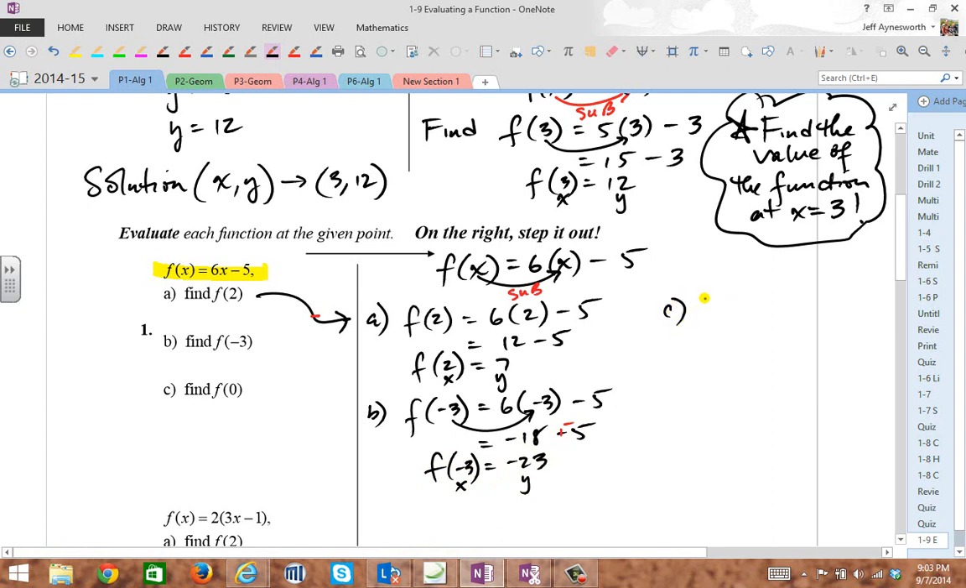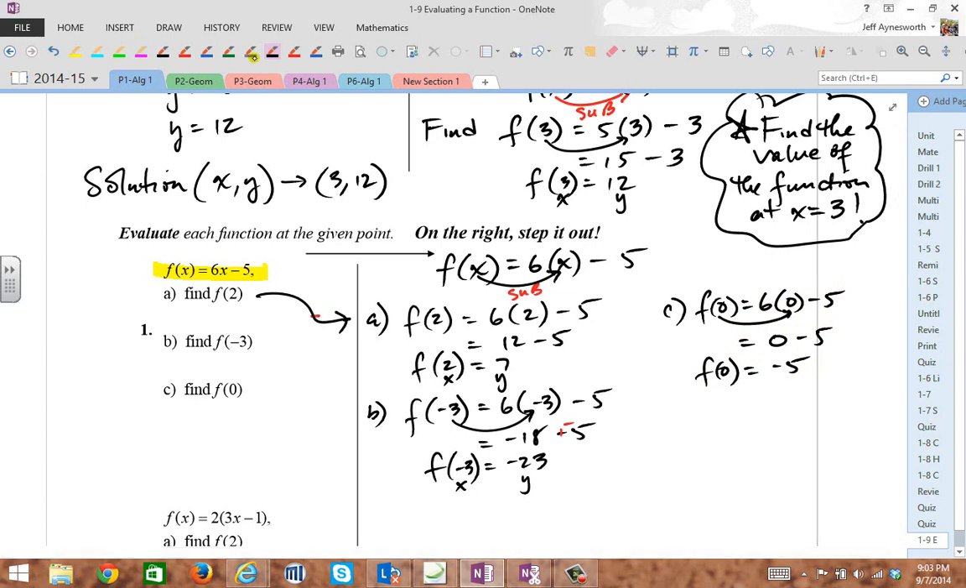And then my third one here, f of 0, well, this one's easy, right? All right, 6 times 0. Once again, I substitute that in, minus 5. Well, anything times 0 is 0. Minus 5 gives you a negative 5. So we say that f of 0 equals negative 5. And that's how it's done.